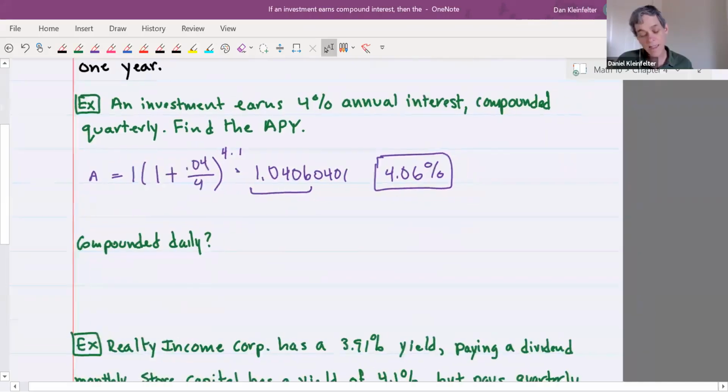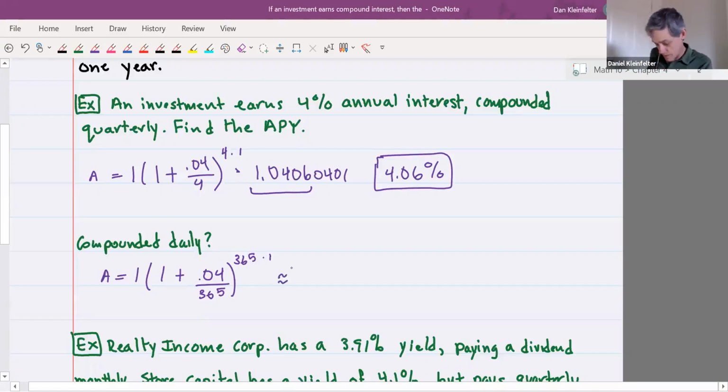Okay, if the compounding is done daily, we'll see that we need to have a higher equivalent interest rate. So if the compounding is daily, it'll be $1. We're still doing 4%, but it's compounded daily, so that's 365 times a year, and 365 times because we're doing it just for 1 year. And so let's see what we get. Okay, so that's about 1.0408, or 4.08% interest.